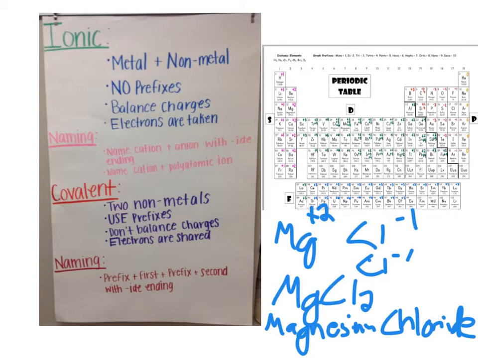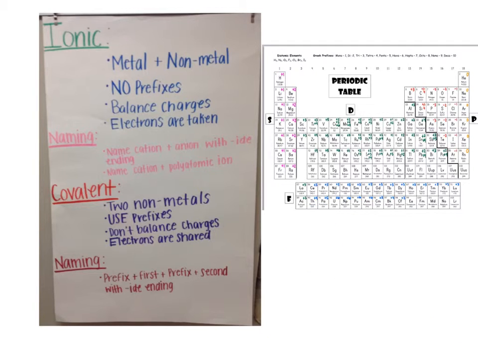However, if we were to look at a covalent bond like we learned about today, it is going to consist of two nonmetals. So again, two things from the right side of the stair-step line, or hydrogen. You have to use prefixes, so you have to use these prefixes at the top of your green sheet. You do not need to balance charges. These are all negative charges. You can't possibly balance them out to equal 0. Plus, the electrons are shared, not taken. So in a covalent bond, you don't balance charges.